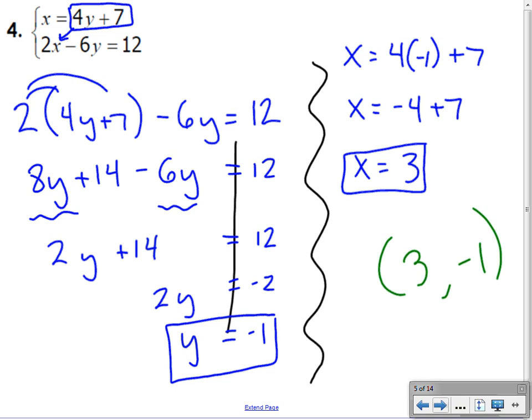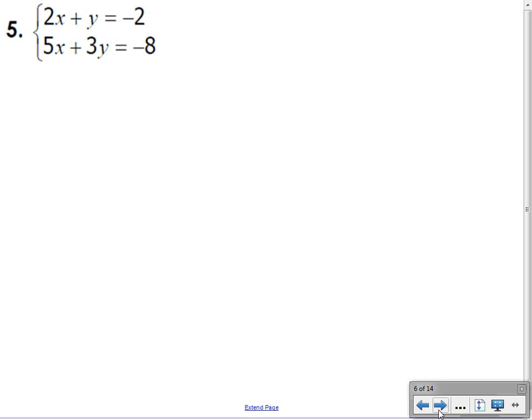So let's take a look at an example where neither of our equations has been solved for a variable. The first step of substitution is to make sure we have an equation that's solved for either x or y. Well, we don't have that anymore, so we need to do that as a first step. We need to solve one of these equations for either x or y. And here's my hint to you: always solve for the variable that doesn't have a number in front.